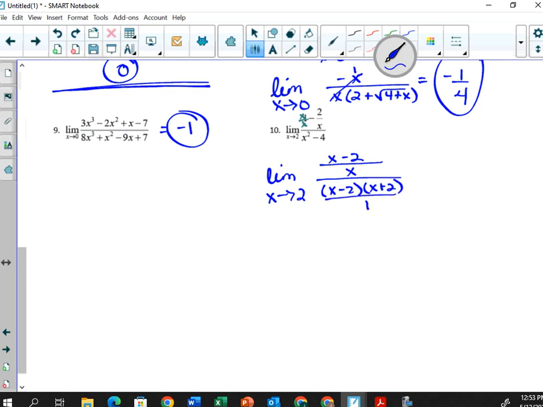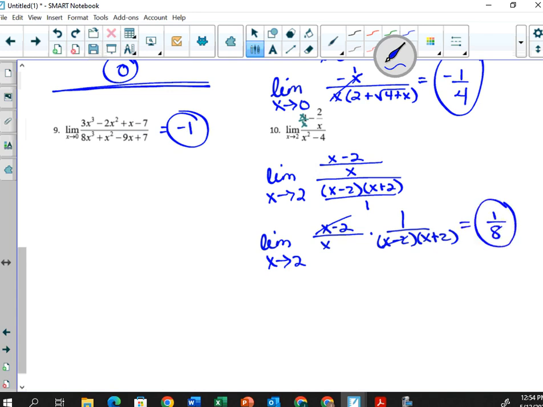You can put that over 1, so you've got your 4-level fraction. So you're down to 1 over x times x plus 2. You get 1/8 as your answer.